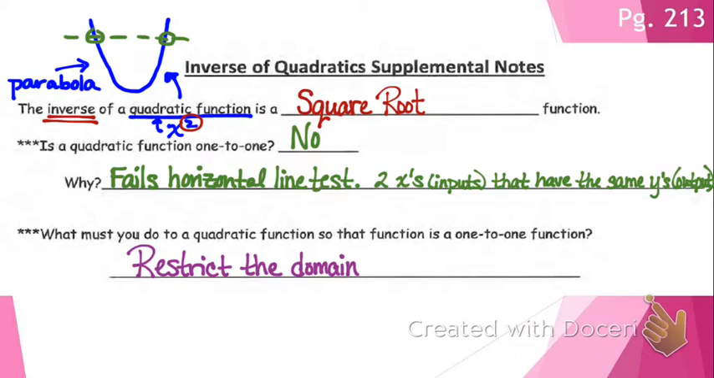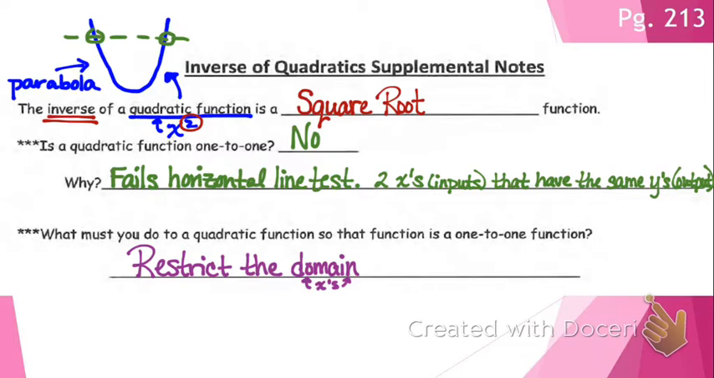What does domain mean? What are we talking about with the domain? The x's or the y's? The x's. What does restrict mean? To stop. What else? What does restrict mean? To prevent. Think about the school computers, the school Chromebooks. Are you allowed to go anywhere on the internet that you want to? No. It stops you from doing certain things. Does it stop you from doing anything on the internet? No.